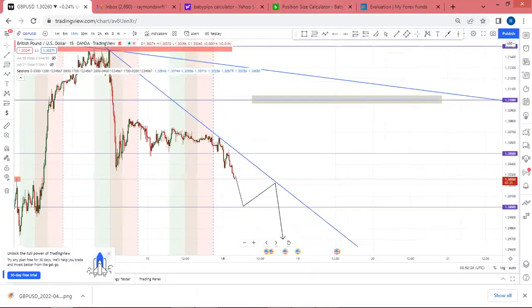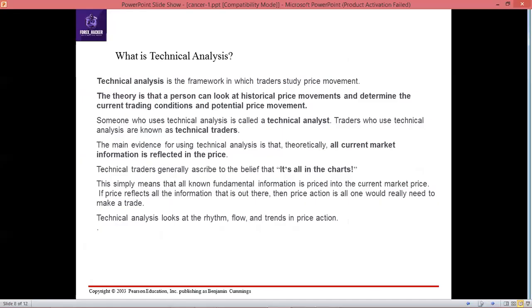Please, do you guys get that? So let's just continue. The more we go on, you understand. Someone who uses technical analysis is called a technical analyst. Traders who use technical analysis are known as technical traders. For example, me, I'm a technical trader. Do I do a little bit of fundamental sometimes? The main evidence of using technical analysis is that theoretically, all current market information is reflected in what?